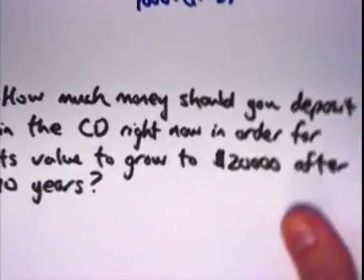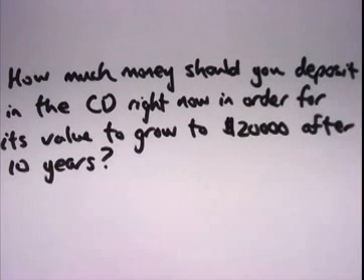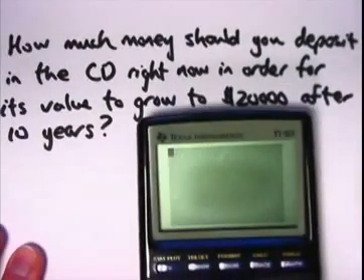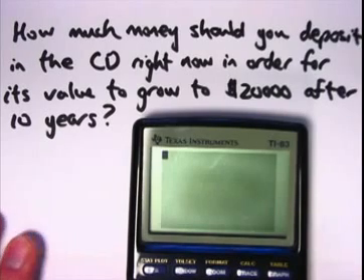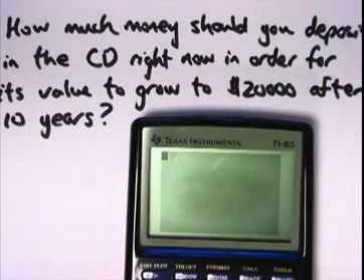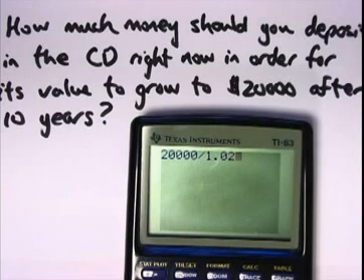See if I can do a second related question faster. How much money should you deposit in the CD right now in order for its value to grow to $20,000 after 10 years? If you have to keep multiplying by 1.02 to see how the money's growing, you should divide by 1.02 to see how the money is going to get there, in a sense.